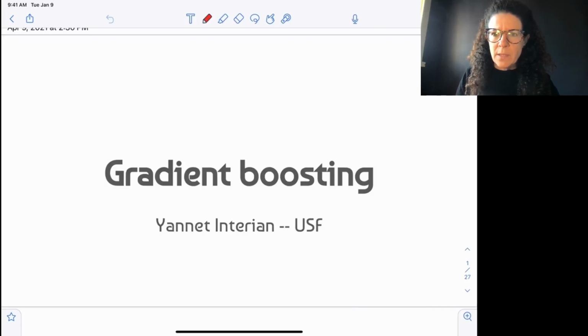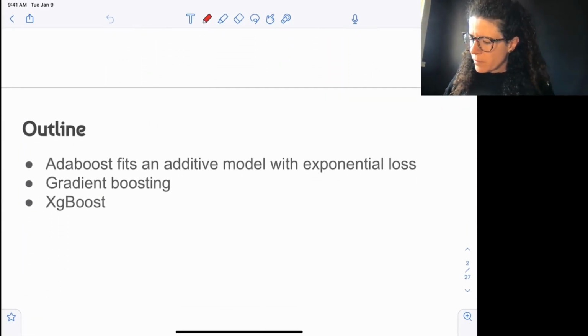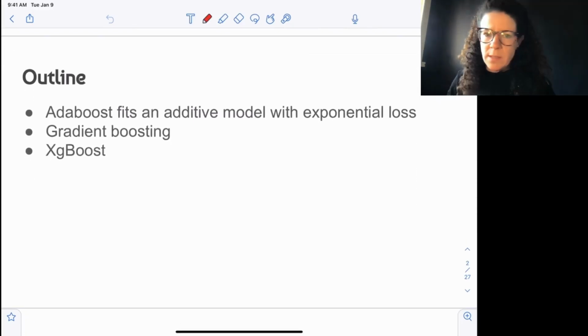Hi everyone. In this video, we're going to talk about the gradient boosting algorithm. We're going to see how gradient boosting is a generalization of the idea of AdaBoost. And finally, we're going to talk also about XGBoost.